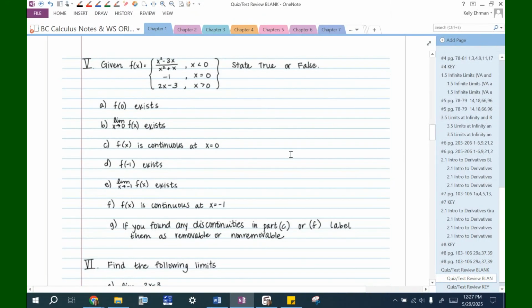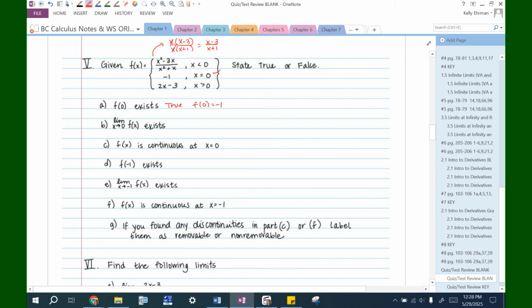Okay. Given this piecewise function, which I see can be simplified, so I'm going to do it right now. Factor an x out of the top and an x out of the bottom. So we can really simplify this to x minus 3 over x plus 1. State true or false. So does f of 0 exist? That is true. F of 0 is equal to negative 1. That's defined in the piecewise function.